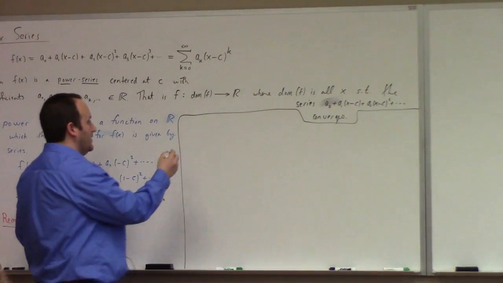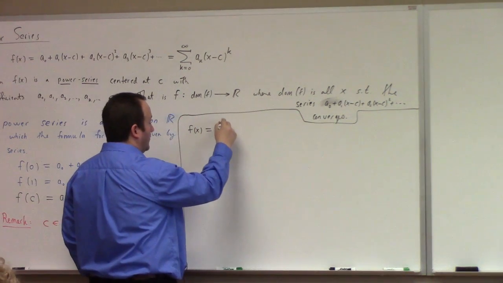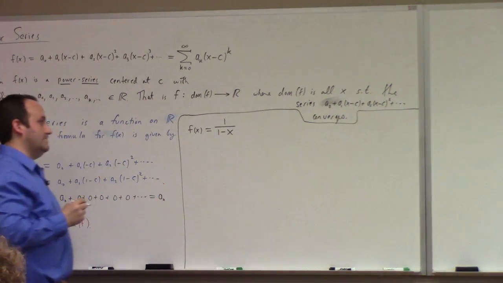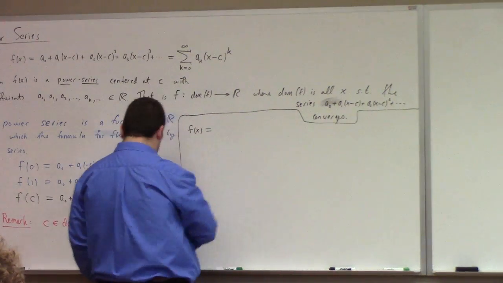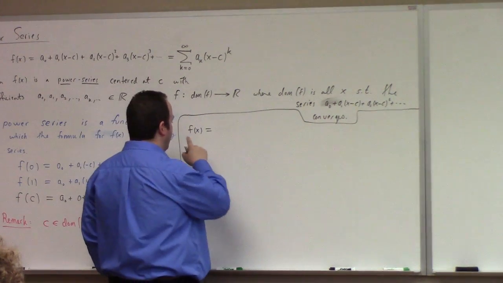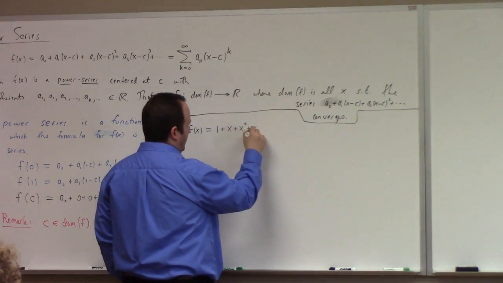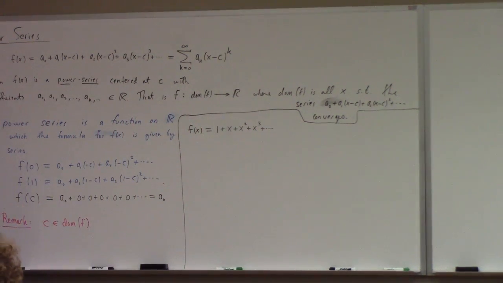Here's the example. If you look at f of x equal to 1 over 1 minus x, what is that? Oh, that's not what I want. I'm sorry. Subtle but important distinction I need to make here. F of x is equal to 1 plus x plus x squared plus x cubed plus dot, dot, dot. I'm defining this function to be the power series, 1 plus x plus x squared plus x cubed, and so forth and so on forever and ever.